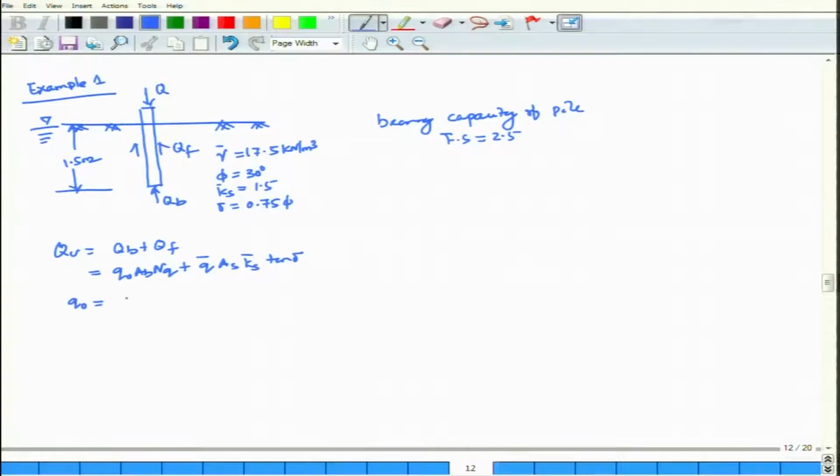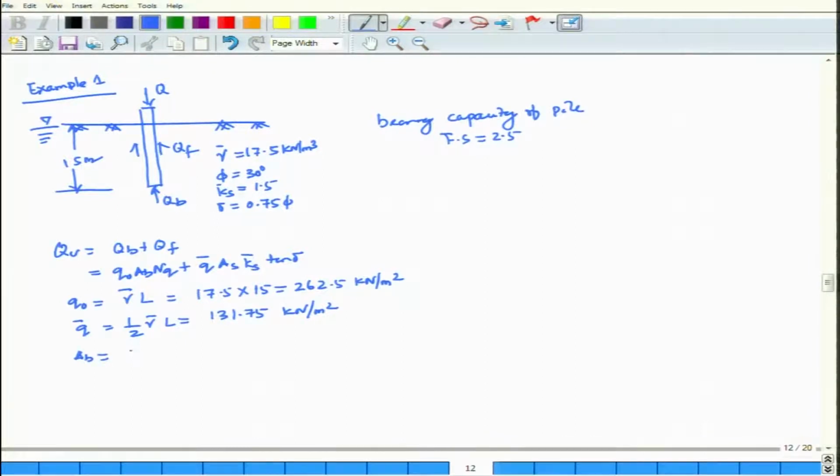So, Q0 is equal to gamma L, which is equal to 17.5 into 1, sorry, it is not 1.5, rather it is 15 meter, into 15, which comes out to be 262.5 kilonewton per meter square, and Q bar is equal to half gamma prime L, which is equal to 131.75 kilonewton per meter square.